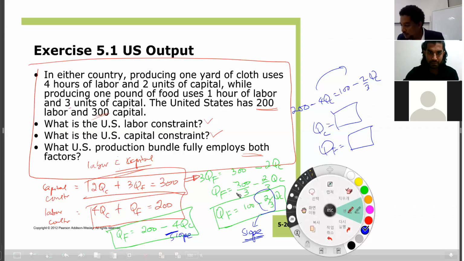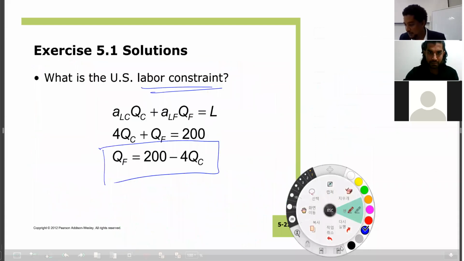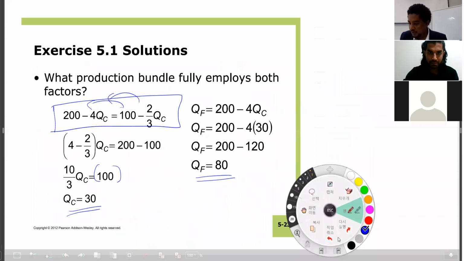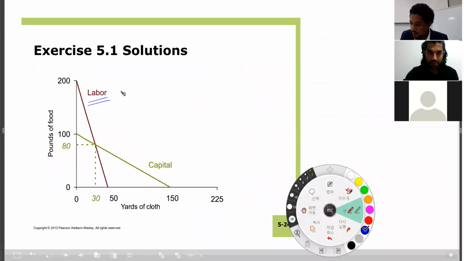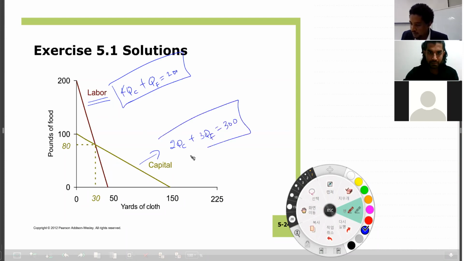From this equation, okay? So labor constraint is 4QC plus QF is equal to 200, okay? This is the labor constraint. And capital constraint, we have the equation 2QC plus 3QF is equal to 300, okay?